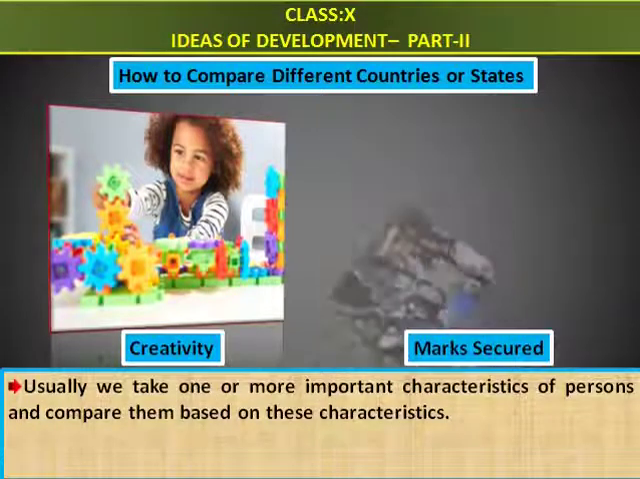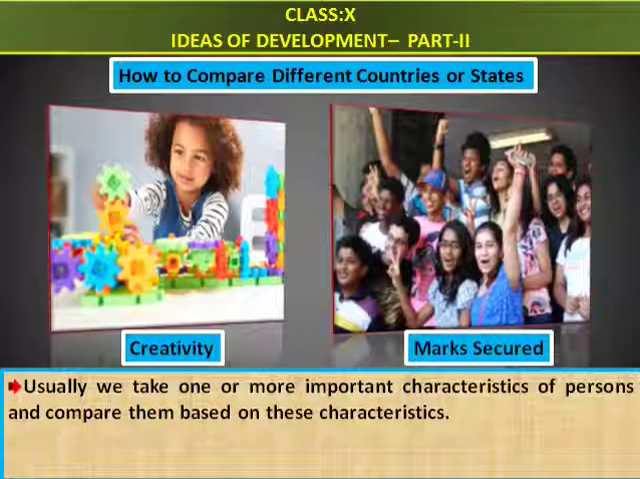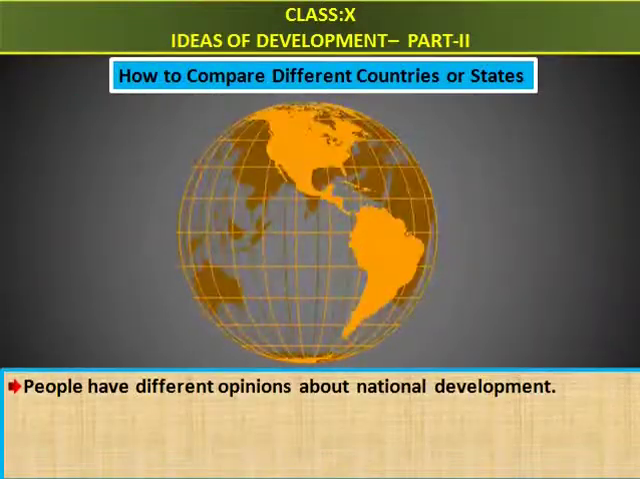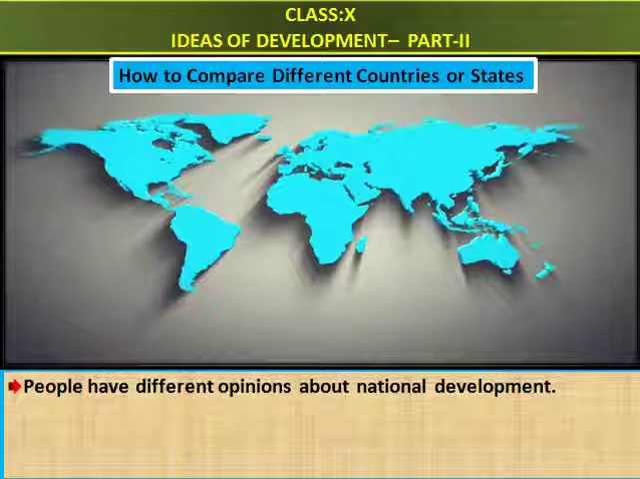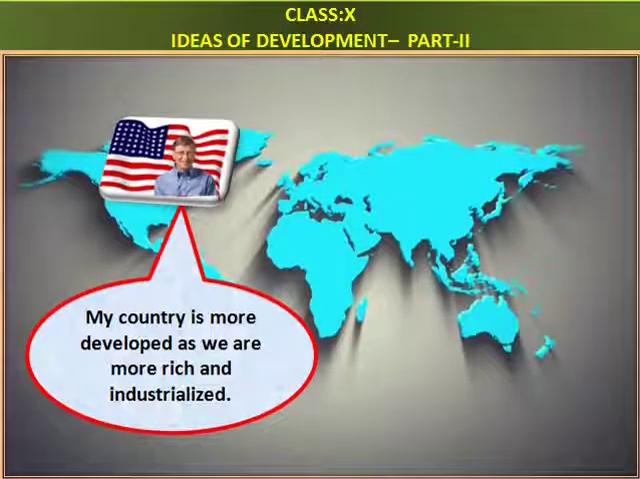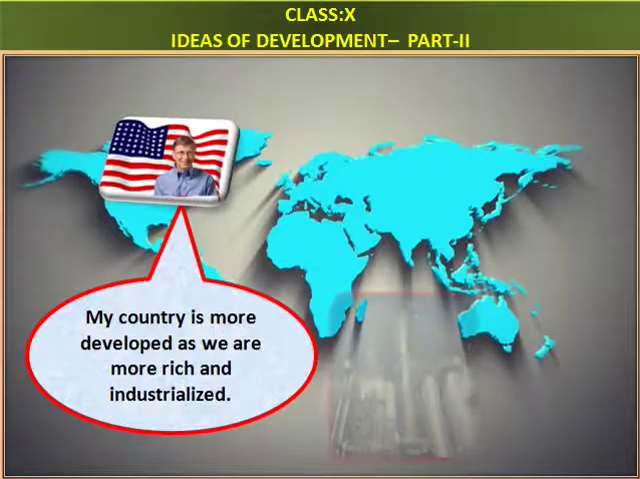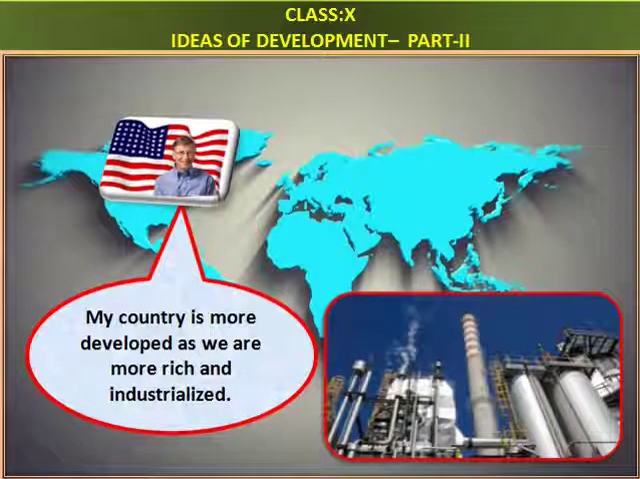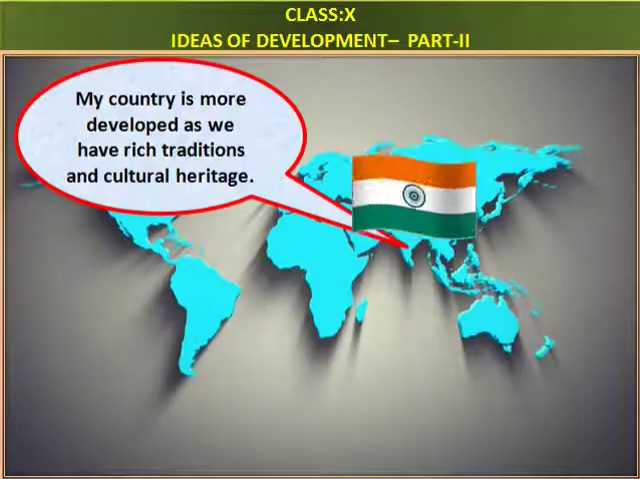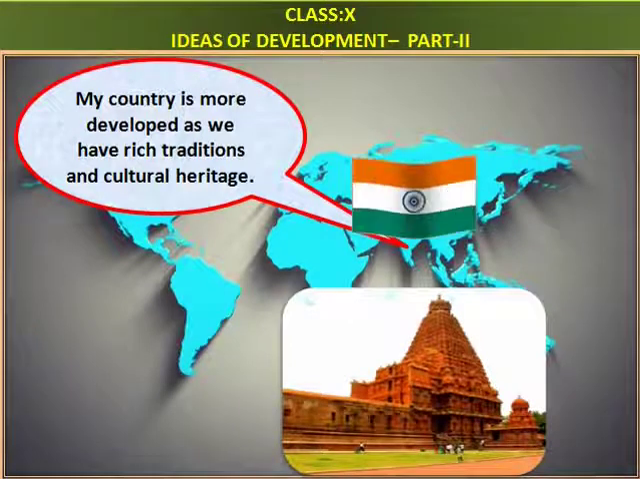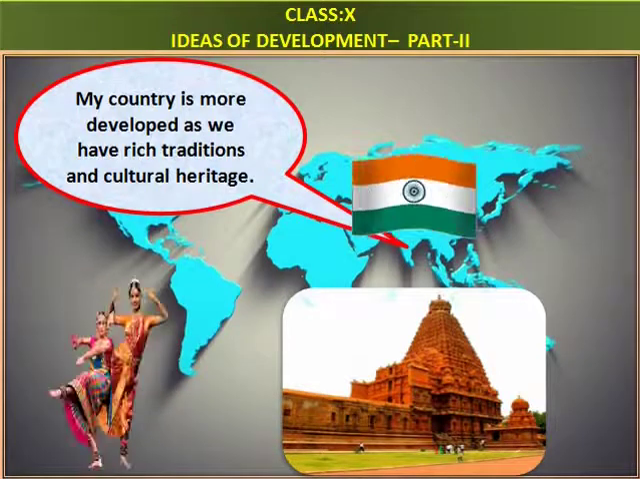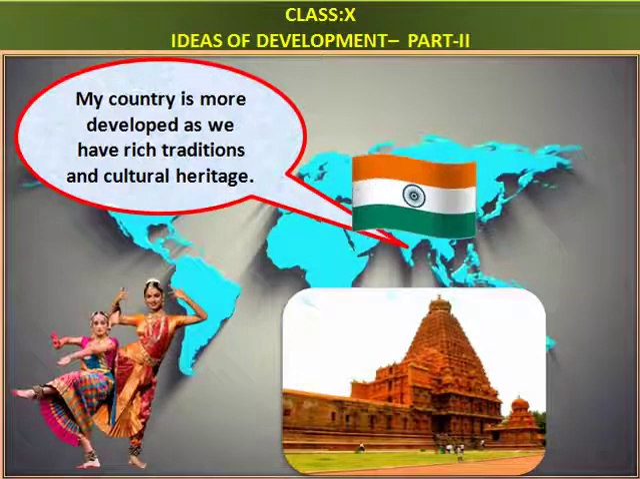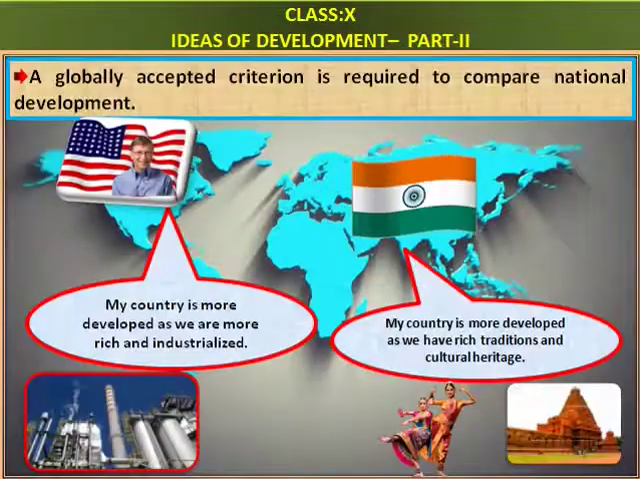This is true of development too. People have different opinions about national development. For example, a person in USA may think his country is more developed based on the criteria of wealth and industrialization. However, a person from India may think our country is more developed based on the criteria of ancient traditions and cultural heritage. No criterion is more important than another.